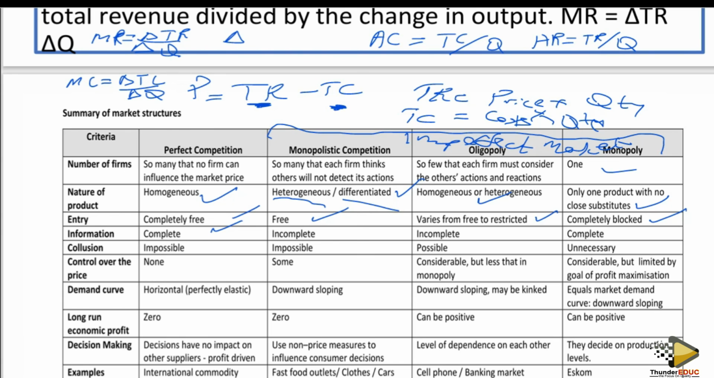So now let's check the information. Under competition, it says complete. When it says complete, it means that no one can deprive you of the information. Then we have monopolistic competition, where we say it is incomplete, meaning it's not easy to get information concerning their menus. Also in oligopoly, if you want them to give you information concerning their product, it is not easy. Here, it's complete: they can give you the information because they know you can't use that information.